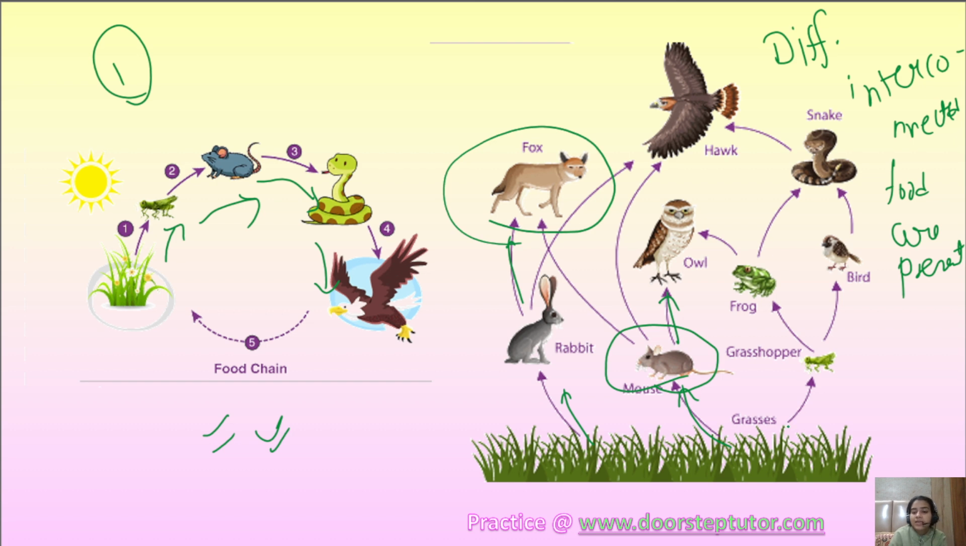Similarly, another example is here that grass can be eaten by grasshopper. Then this grasshopper can be eaten by frog, and the same grasshopper can also be eaten by a bird. Similarly, the bird can be eaten by snake, and then frog also can be eaten by the snake. Later on, this snake can be eaten by the hawk. So in this one, we can see that different food chains are present. It is showing interconnection. That's why we use the term food web. So these were some basic differences between food chain and food web.